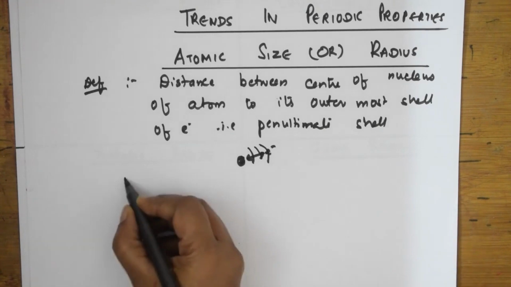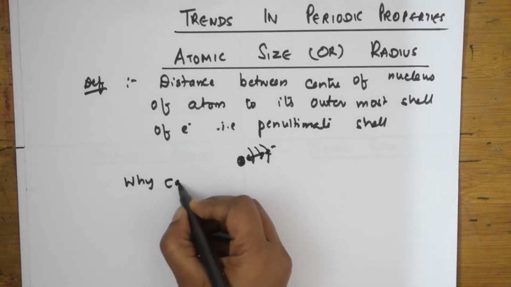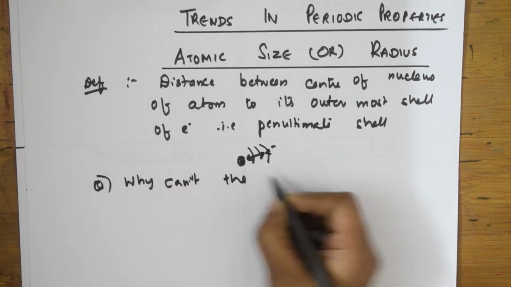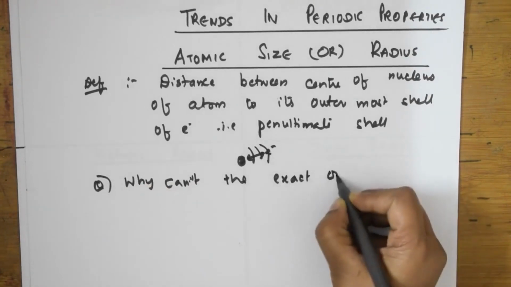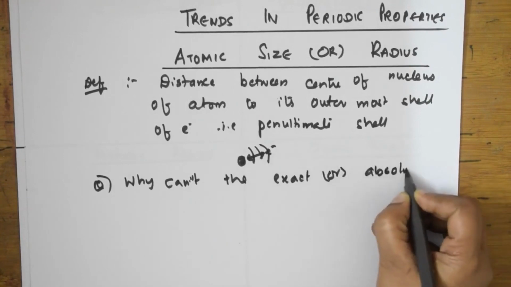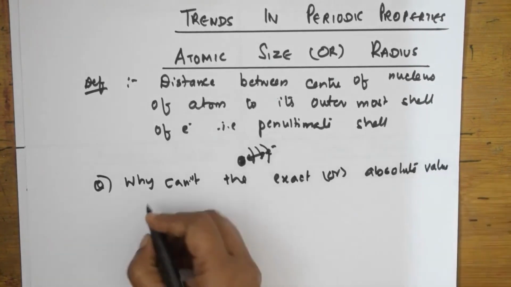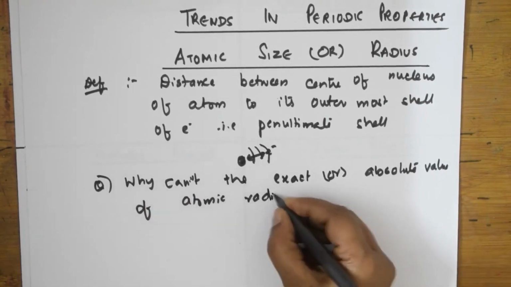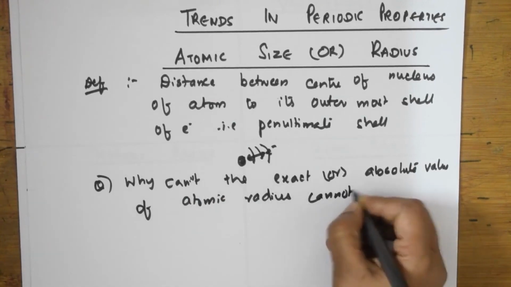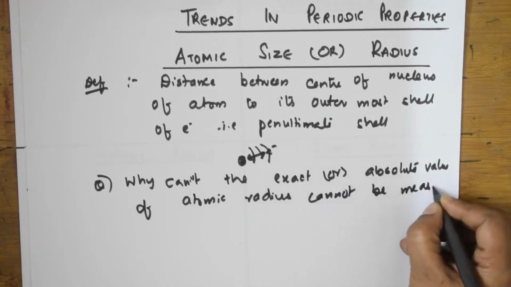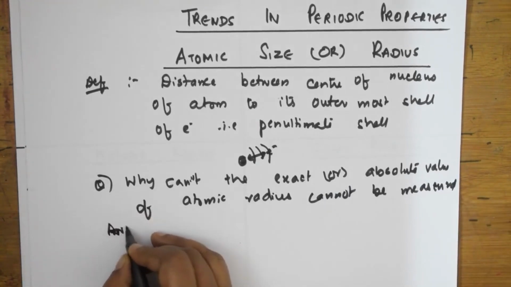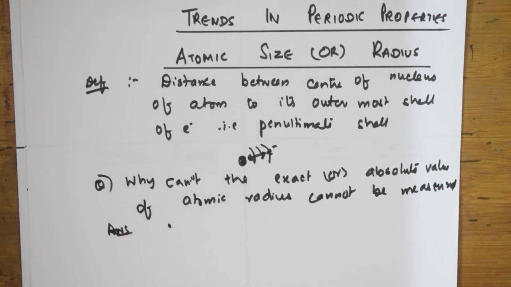Suppose they ask you the question, why can't the exact or absolute value of atomic radius be measured? What should I write? I'll list out a few points which you can directly give as an answer. First important, why can't I define the exact value of atomic radius?